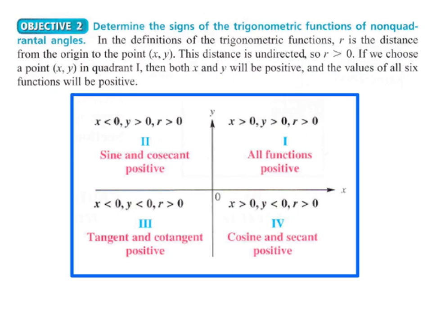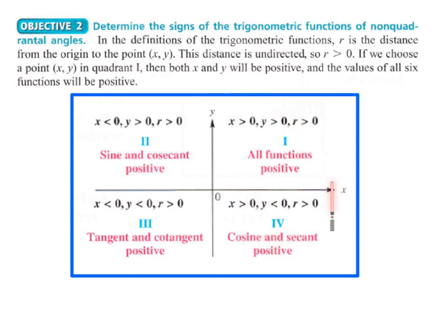So recalling that the sine values are based on the y's with the r, and the cosines are based on x, and then the tangent uses both x and y. So thinking of that, of course we know all the trig functions are positive in the first quadrant, but the sine and its reciprocal cosecant are going to be positive on top. Okay, and that's because sine and cosecant combine y with r, and y is positive on top.